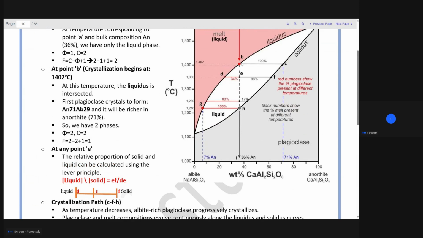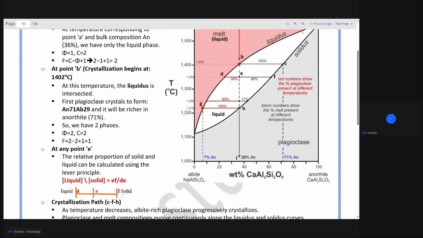Now here we are getting two phases, right? We are getting the liquid phase as well as the solid plus liquid phase. This is another phase. So we have two phases, so phi will be 2, and the component is 2 again, this is constant. F equals 2 minus 2 plus 1, that is 1.